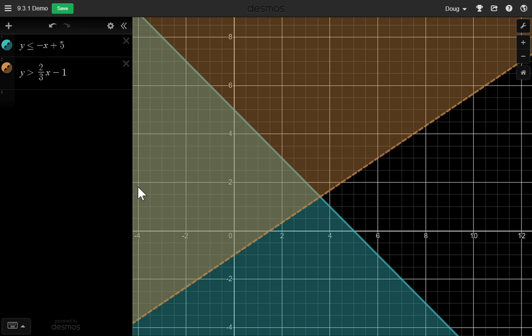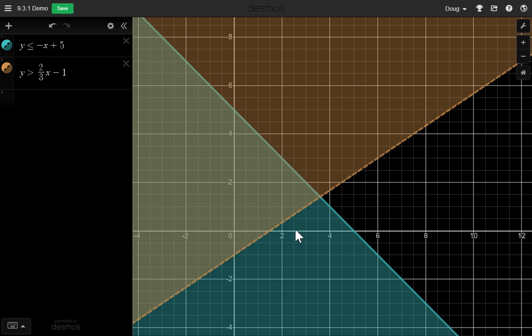So you can see by having two constraints, we call these constraints, by having two constraining relationships on the plane, we've created four separate regions, and only one of the four regions has points that would work in both.